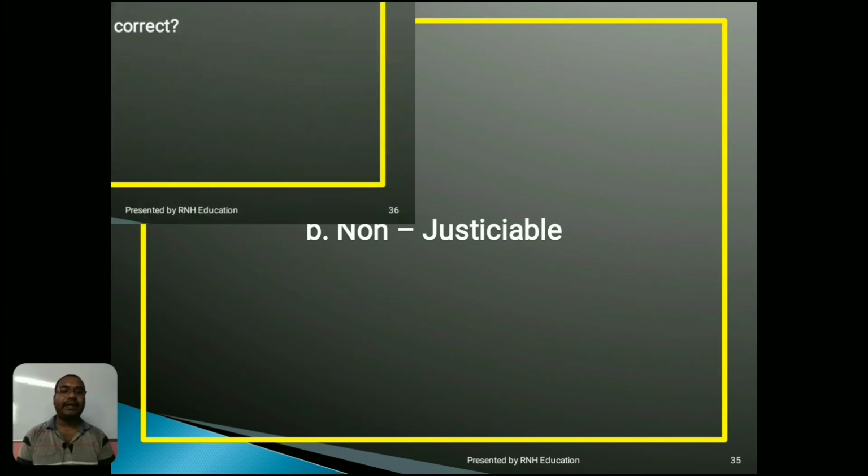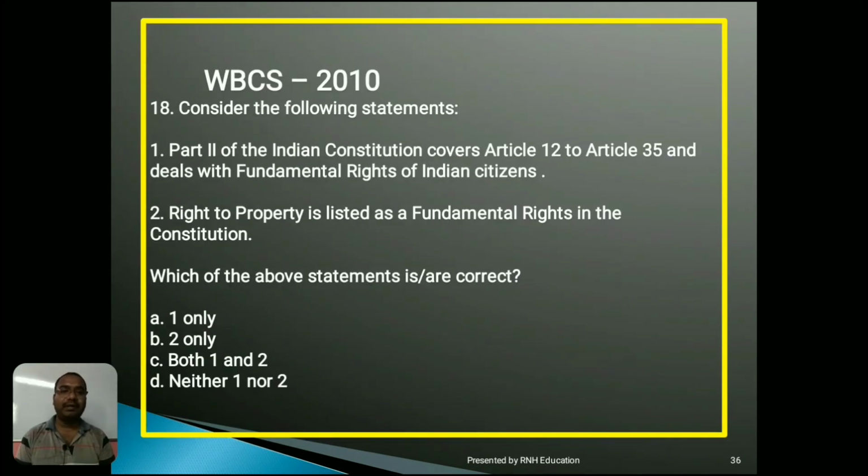Going to next one, the next question, that is question number 18, and from here it was asked in BCS 2010. Consider the following statements. 1. Part 2 of the Indian Constitution covers Article 12 to Article 35 and deals with fundamental rights of Indian citizens. And 2. Right to property is listed as a fundamental right in the Constitution. Which of the above statements are correct? Option A, 1 only. Option B, 2 only. Option C, both 1 and 2. And option D, neither 1 nor 2.